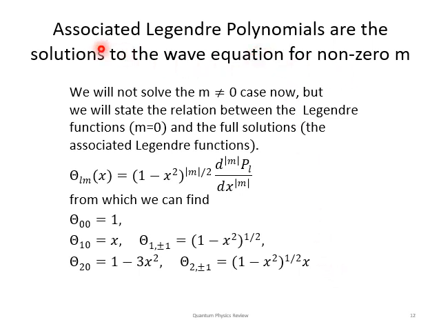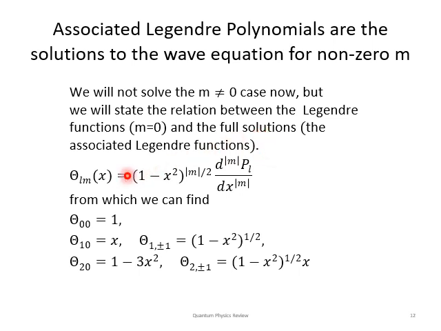The associated Legendre polynomials, as I mentioned, are the solutions to the angular part of the wave equation for non-zero m sub L. I'm not going to solve the m not equal to 0 case now. No, we're not going to solve it at all, ever, in this course. But we state the relationship between the Legendre functions and the full solutions, the associated Legendre functions.